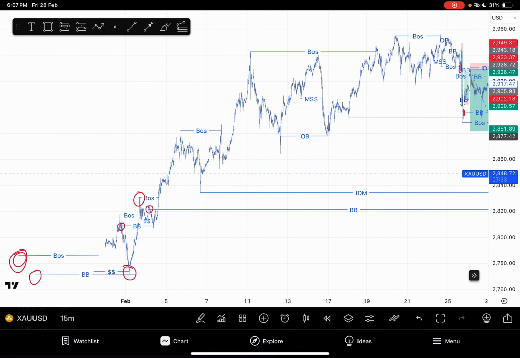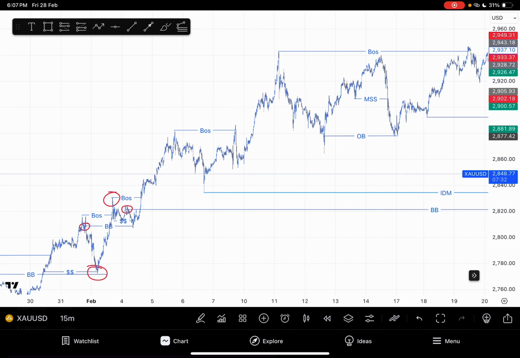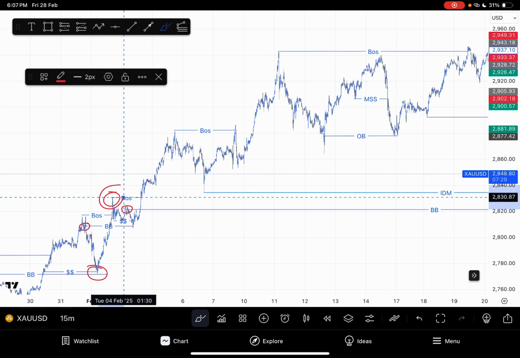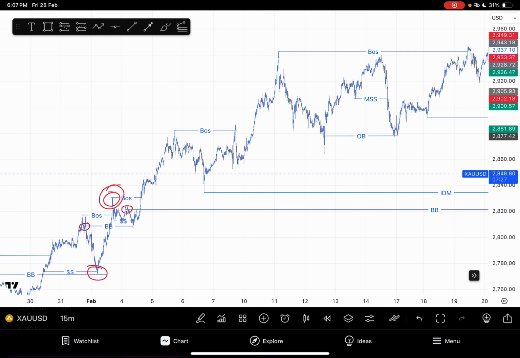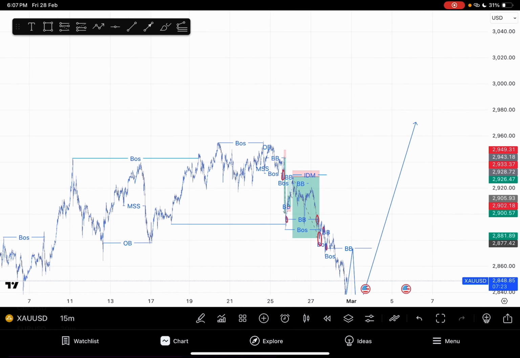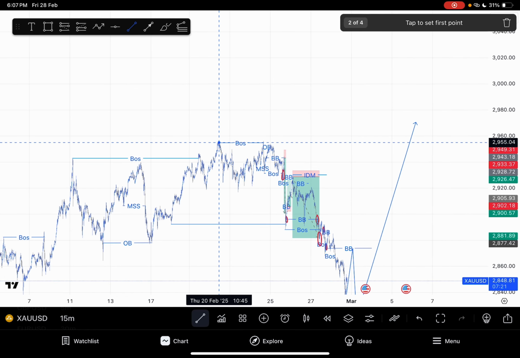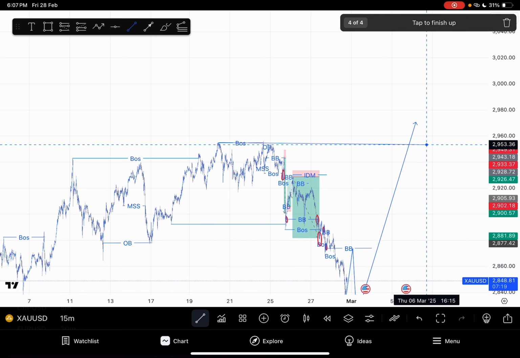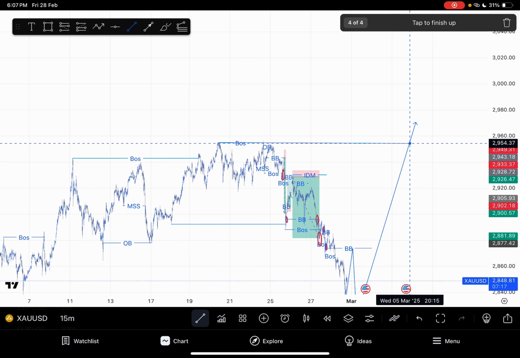Remember, the last valid break of structure price created was this break of structure. That's the last valid break of structure. So if price breaks above this high, this point will be the final break of structure here.